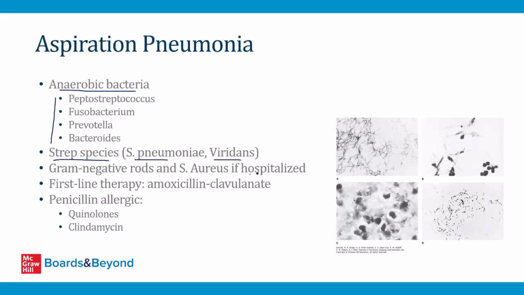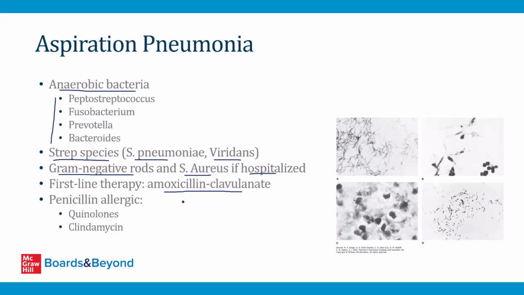And then when patients are hospitalized, sometimes more dangerous bacteria are involved in aspiration pneumonia. This can include gram-negative rods from the GI tract like Klebsiella and also Staph aureus. So the first-line therapy for patients who aren't hospitalized, who aren't at risk for one of these more severe infections, is usually amoxicillin clavulanate. This is a beta-lactam drug, amoxicillin, along with a beta-lactamase inhibitor, clavulanate.